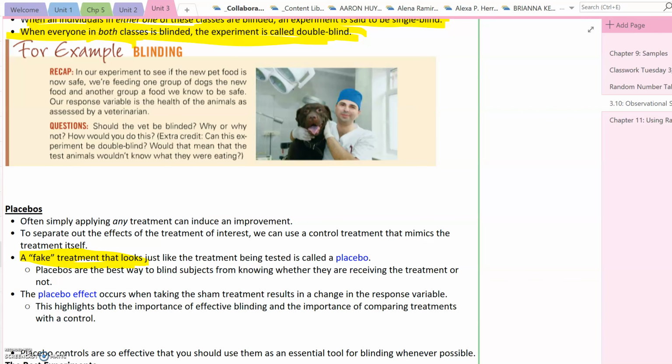Placebo controls are so effective that you should use them as an essential tool for blinding whenever possible. It's super obvious if people are getting treatment or not in most cases, so using a placebo when you can is a great way to control for biases.